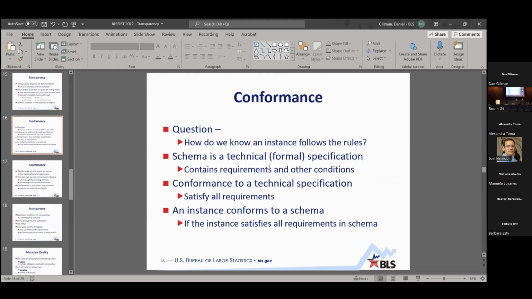So this leads then to the notion of conformance. How do we know that an instance follows the rules in a schema? Schema is a technical specification. It contains requirements and other conditions for the instance values. And what conformance means is to satisfy all those requirements. So an instance conforms to a schema if the instance satisfies all the requirements in the schema.